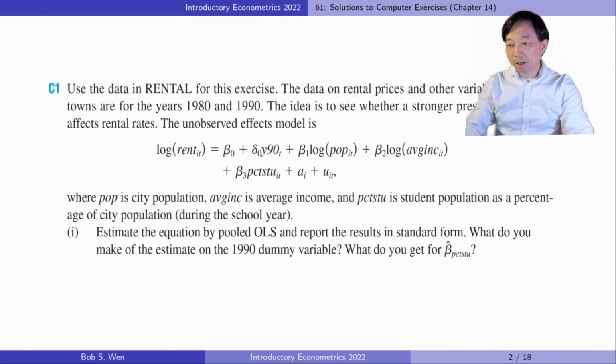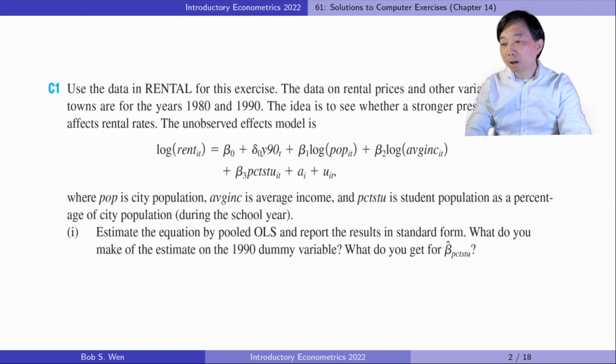Let's look at computer exercise 1. The data on rental prices and other variables for college towns are for 1980 and 1990. The idea is to see whether a stronger presence of students affects rental rates. The unobserved effects model relates rental prices to the city population, average income, and student population as a percentage of the city population.